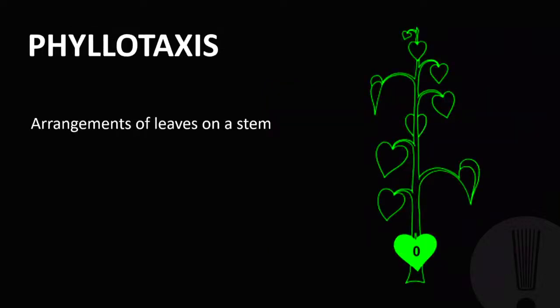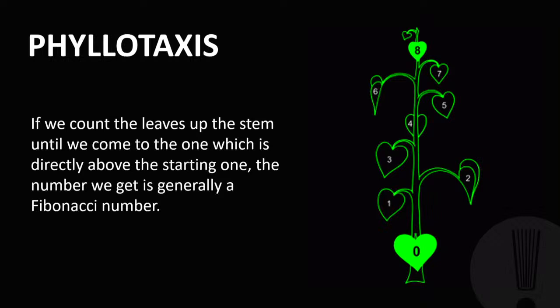We also see this in what's called phyllotaxis, which is the arrangement of leaves on a stem. So, for example, this plant here on the right, if we start with leaf 0 at the bottom, and if we count up the stem until we find a leaf that is directly above that first one, we generally find that it's a Fibonacci number. So, as these leaves are growing off the plant, if you look down from the top, you'll see that they grow off at different angles, generally rotating around. And then when you finally make it back around to the original angle, it generally happens after a certain iteration that is a Fibonacci number.